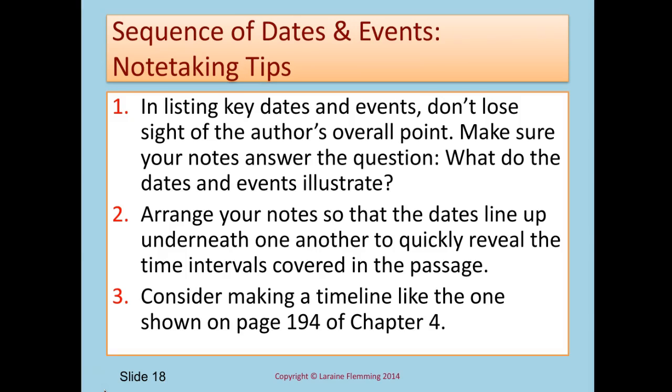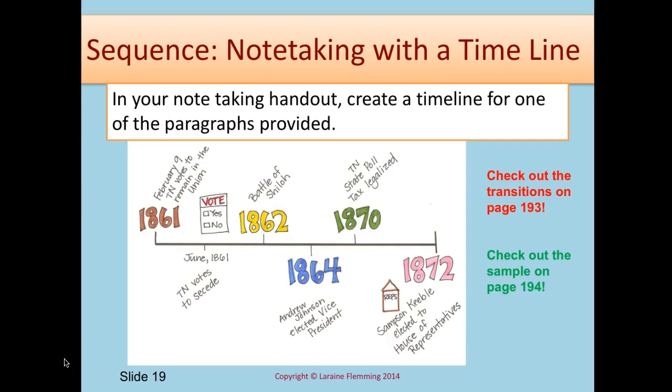If you take a look on page 194, for example, you'll find a sample of a timeline. This particular timeline is organized from top to bottom, and you'll see how the events line up with the dates that are represented there. If you turn back one page, on page 193, you also see a boxed-in area where they have time order transitions. And so there are words like those that appear on 193 that help to guide you through a paragraph so that you're comprehending the best way in terms of those dates.